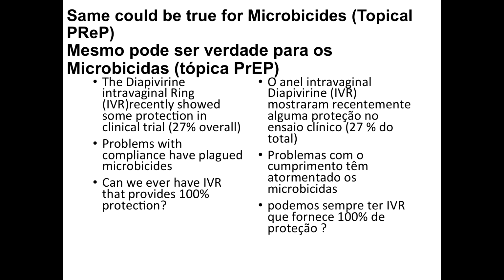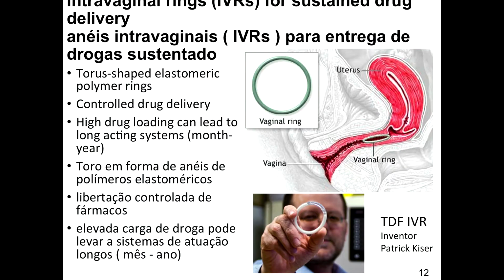But even under the ideal circumstances where the ring was used properly and drug was detected at every assay, it was about 60% protection. And the question is, can you ever have something like an IVR or a microbicide that might protect for 100%? So I'm working with a group that includes Patrick Kaiser, who is the inventor of some next generation rings, and Betsy Harold and others, using a derivative of tenofovir called TDF.